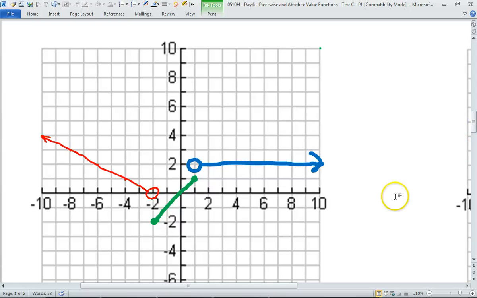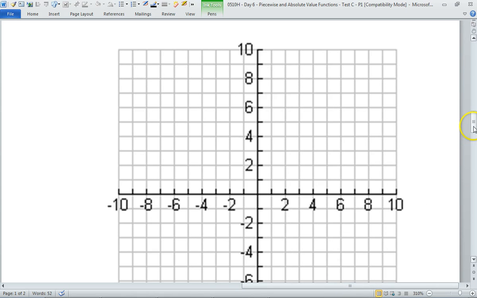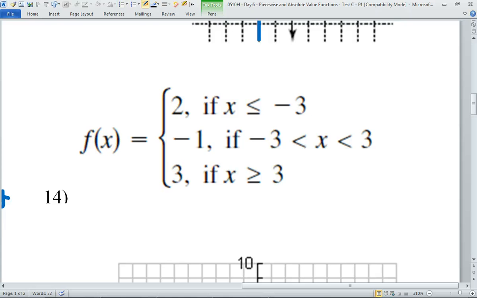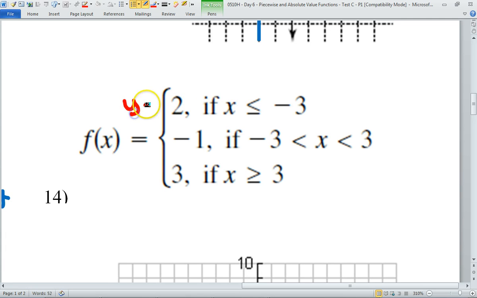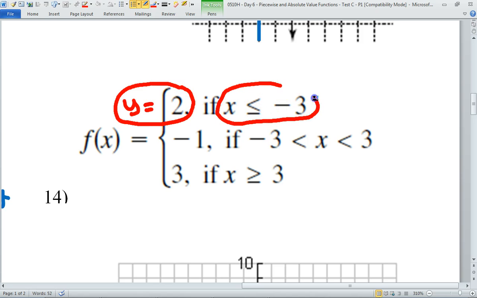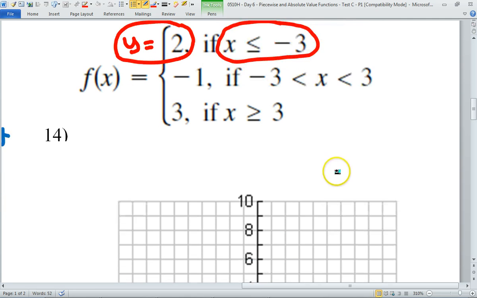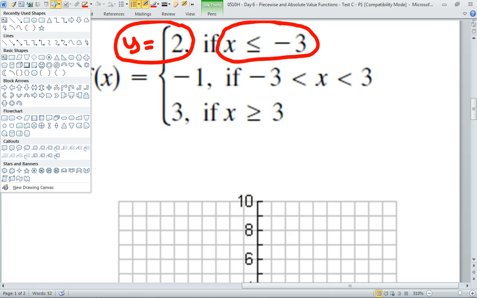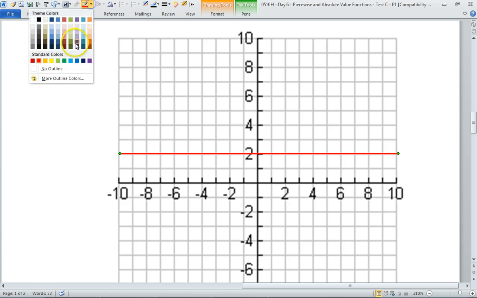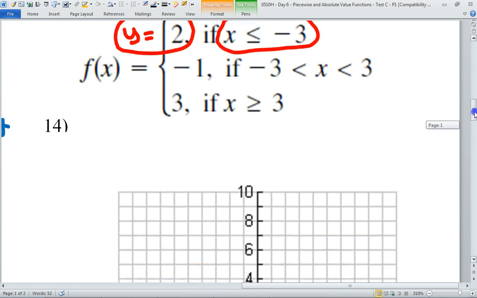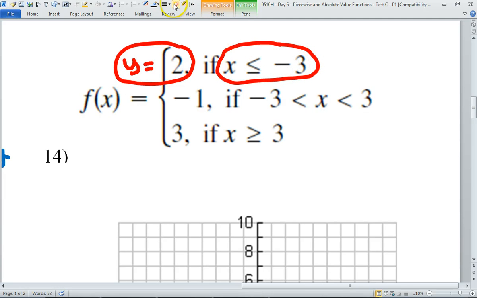Alright, any questions about number 13? Okay. Alright, number 14. Okay, so I've got y equals 2. I'm going to graph that first. Okay, y equals 2. That's a horizontal line at 2 again. So here's my horizontal line at 2. Okay, so there's the line y equals 2. I'm going to cut it off at -3 though.